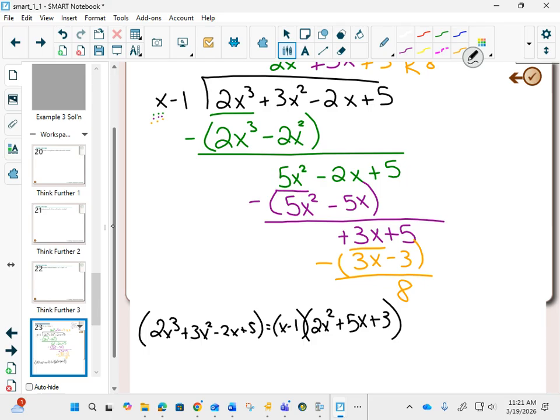If you multiplied those two out, like all the arrows you'd have to do to multiply that out, you would get perfectly 2x cubed, you'd get perfectly plus 3x squared, you'd get perfectly minus 2x, but you would be off on the last number. In fact, you see the last numbers here, minus 1 times 3, you'll get minus 3. You're off by 8, so we have to add the remainder of 8 to make it work.